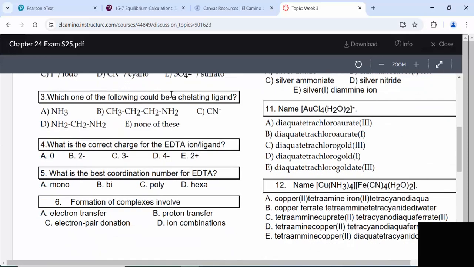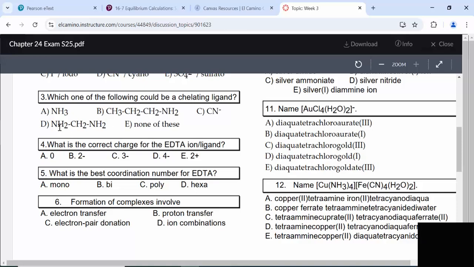Which of the following could be a chelating agent? A chelating agent would have to donate two lone pairs from two different atoms. So ammonia is impossible. It's monodentate. Cyanide, no, not possible. Either the carbon or the nitrogen. And for cyanide, it's the carbon end.